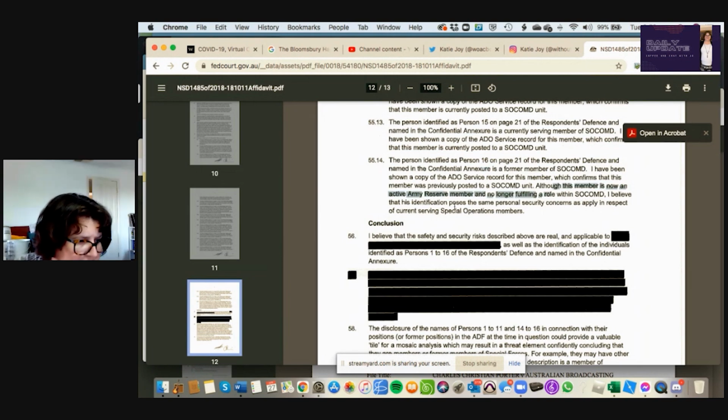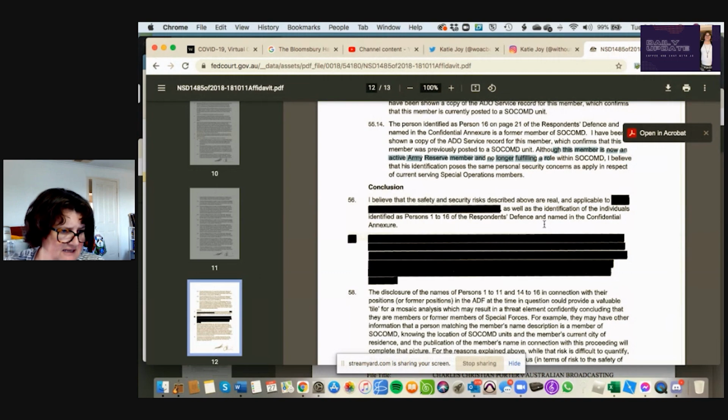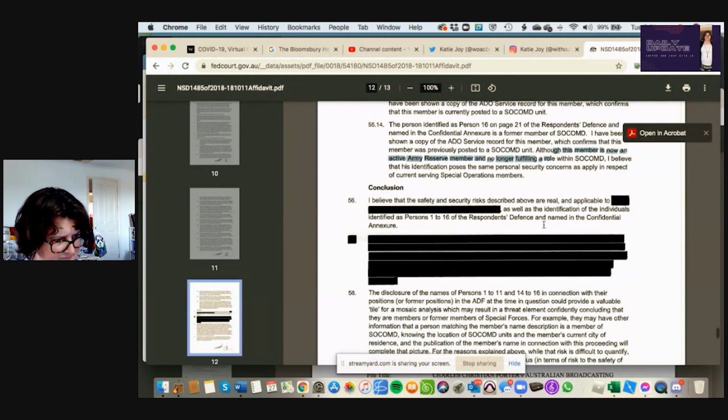Although this member is now an active Army Reserve member, no longer fulfilling a role within SOCOMD, I believe his identification poses the same personal safety risks. I believe the safety and security risks described are real and applicable to, as well as the identification to the individuals identified as person 1 to 16 of the respondent's defence and named in the confidential annexure.